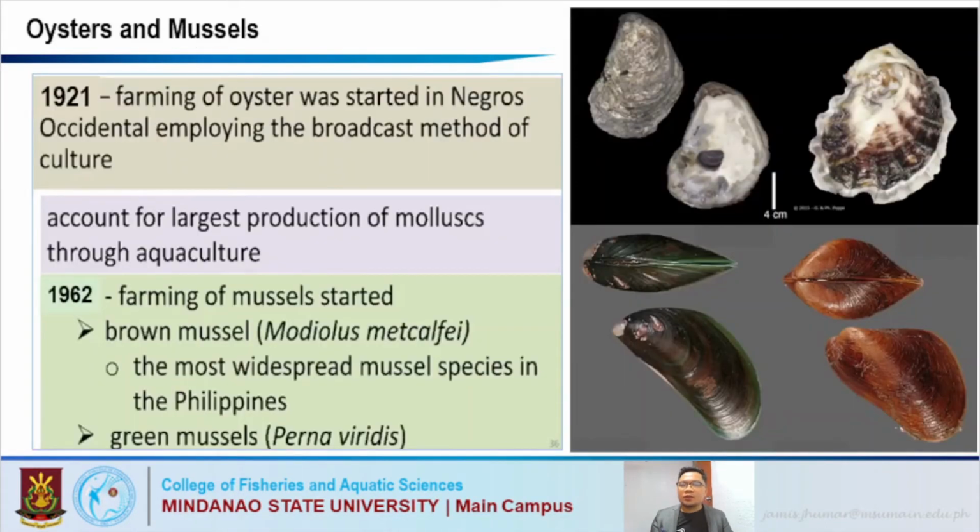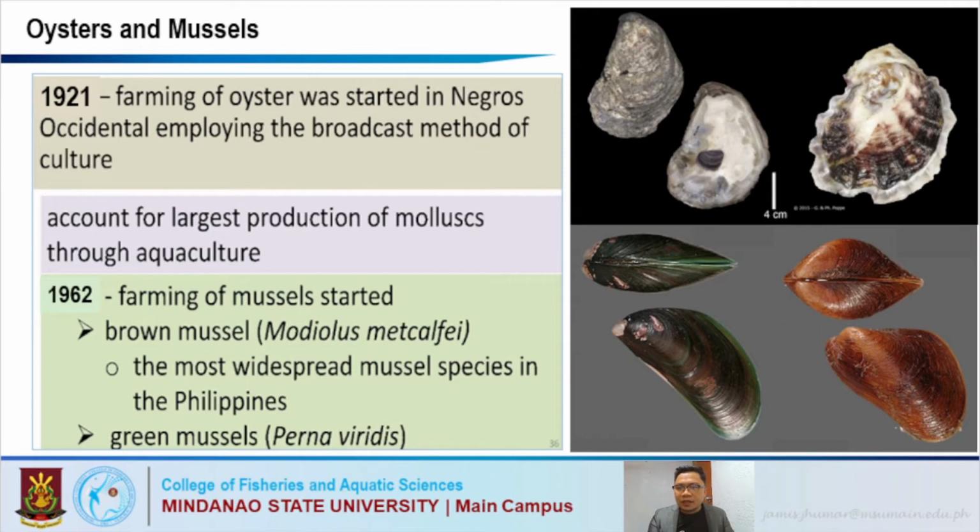Now let's proceed to the mollusks. Let's start with the bivalves and gastropods. So we have here the bivalves, oysters and mussels. It was in 1921 where farming of oyster started in Negros Occidental, employing the broadcast method of culture. Broadcast method basically is just a traditional method of growing oysters, no?